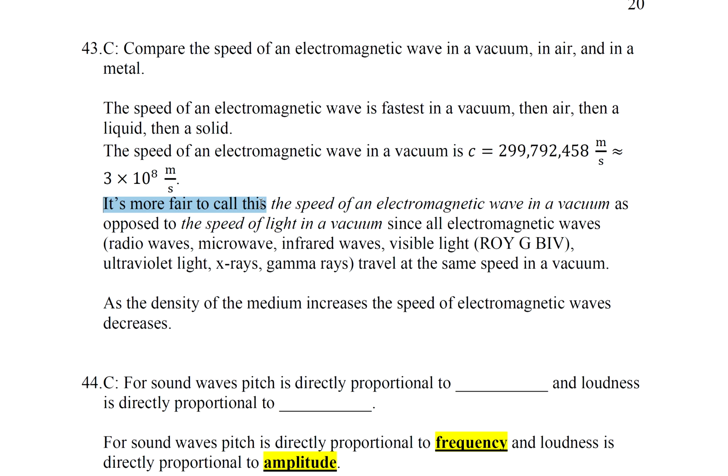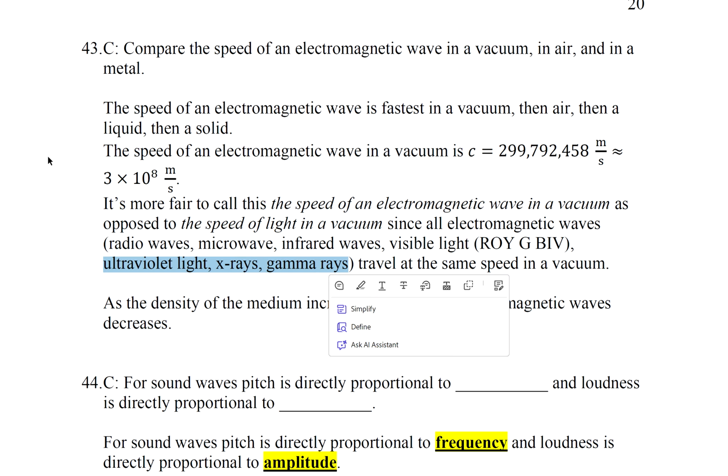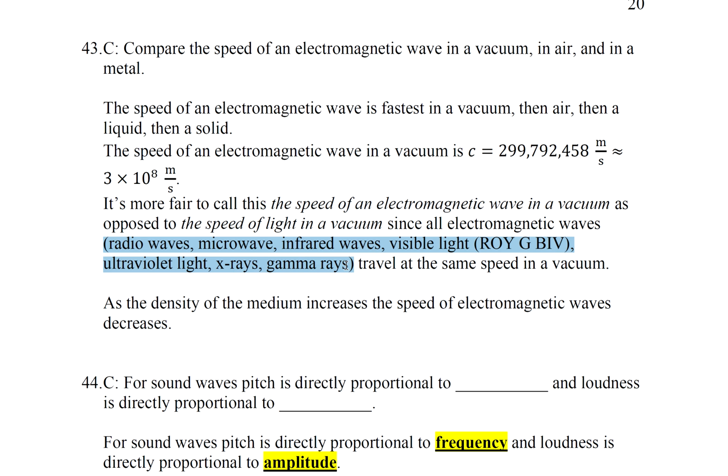And it's much more fair to call this the speed of an electromagnetic wave in a vacuum as opposed to the speed of light in a vacuum, since all electromagnetic waves travel at the same speed in a vacuum. So radio waves have a speed of 3 times 10 to the 8th meters per second in a vacuum. Same with microwaves, same with infrared waves, same with visible light, same with ultraviolet rays, same with X-rays, and same with gamma rays. So it's not fair to call it the speed of light when all of these other electromagnetic waves also travel at the speed of light in a vacuum.